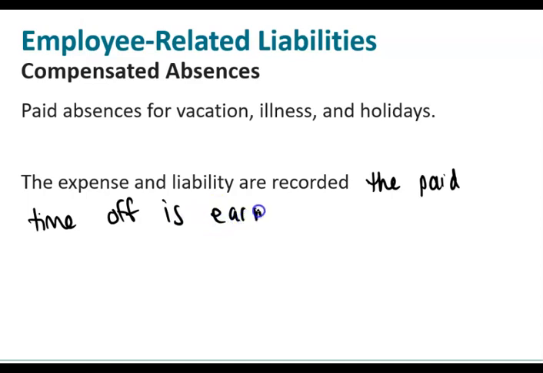We need to accrue the expense and record the liability, not when the time is taken, but when the paid time off is earned. So consistent with accrual accounting, the foundation of these journal entries is the time when the employee is earning the time, that's when they're earning the benefit. So the company needs to record a liability and the expense. And then in the future accounting period, when that paid time off is actually used, we don't record an additional expense, but we need to reduce the liability and make the payment.